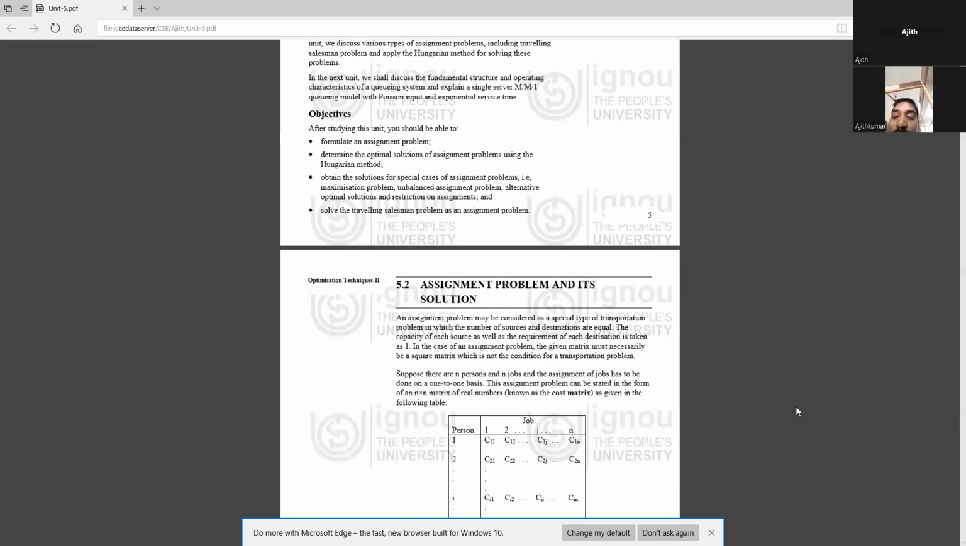The assignment problem may be considered a special type of transportation problem in which the number of sources and destinations are equal. The capacity of each source as well as the requirement of each destination is taken as one. In an assignment problem, the given matrix must be a square matrix, which is not a condition for a transportation problem. Suppose there are n persons and n jobs, and the assignment of jobs has to be done on a one-to-one basis. The assignment problem can be stated in the form of an n cross n matrix of real numbers, that is a cost matrix. So this is a cost matrix.